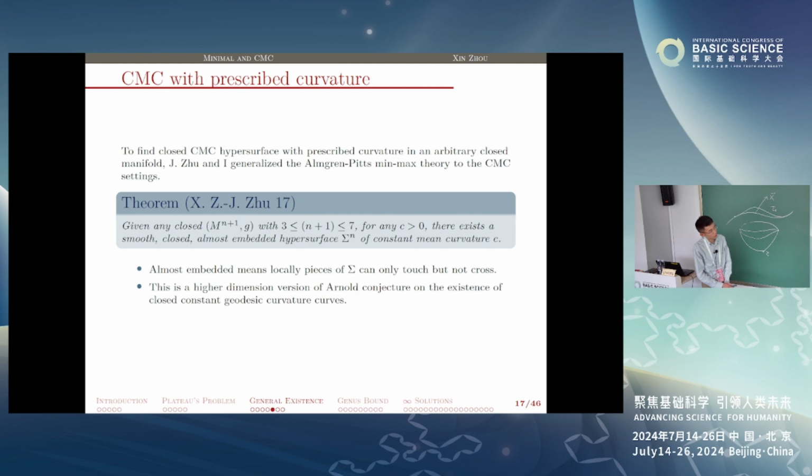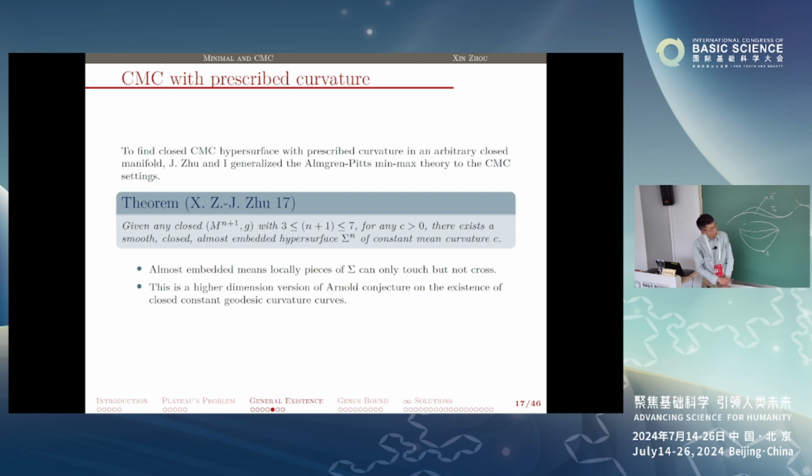I mean, we proved this for positive mean curvature. If you want to get something with negative mean curvature, you can flip your orientation, and you get negative mean curvature. So here, almost embedded means that the surface can be immersed but the pieces cannot cross each other. They only touch. Some people call this strongly Alexandrov embedded. This is natural in a CMC setting.